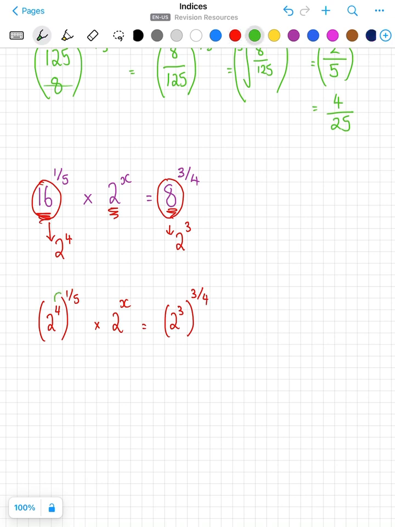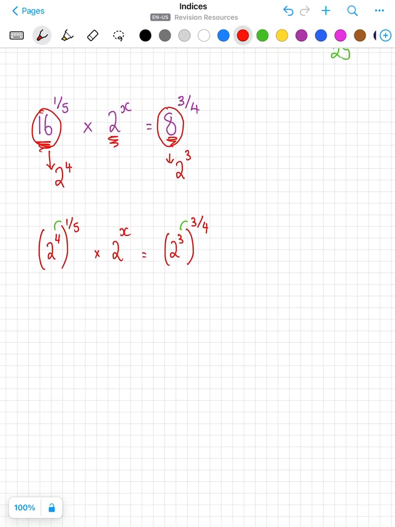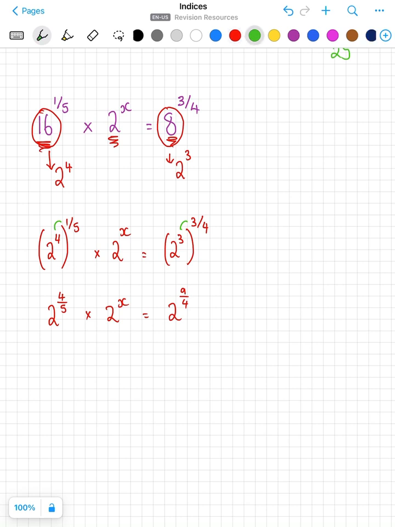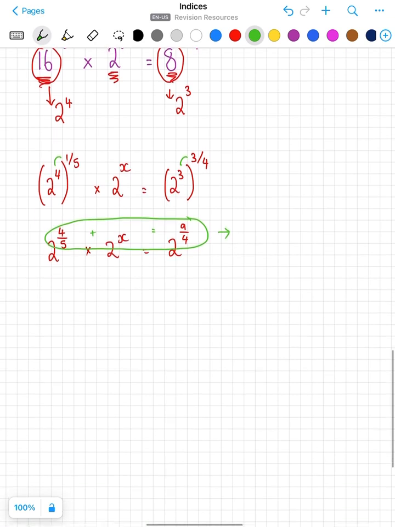Our next step is to use our bracket indice rules to expand those brackets and simplify. 4 times 1/5 is 4/5, multiplied by 2 to the power of x equals 3 times 3/4, which is 9 over 4. And what we're left with now is the first rule that we looked at today, which is when all of our base numbers are the same, you can add your indices together. So this means we can make up our own equation to be able to solve for x. So that's 4 over 5 plus x equals 9 over 4.